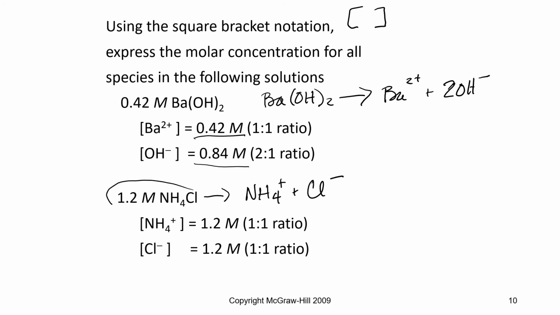So think about it this way. You have 1.2 molar, or that many moles per liter of this compound. And when it dissociates, you've got the same number of moles of each of those ions. So they're just going to be ratios of whatever that original molarity is.